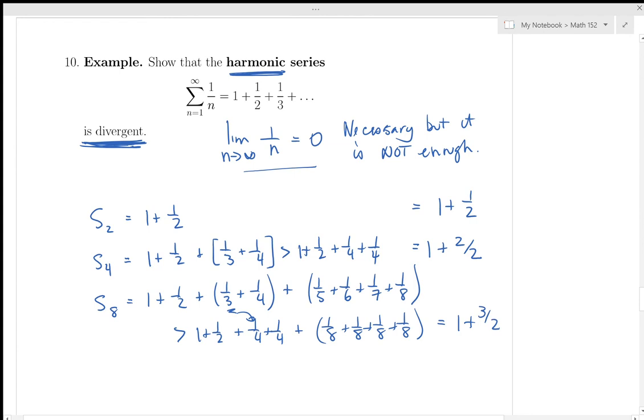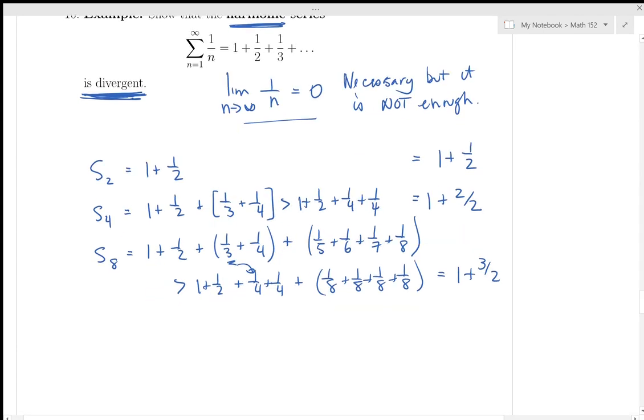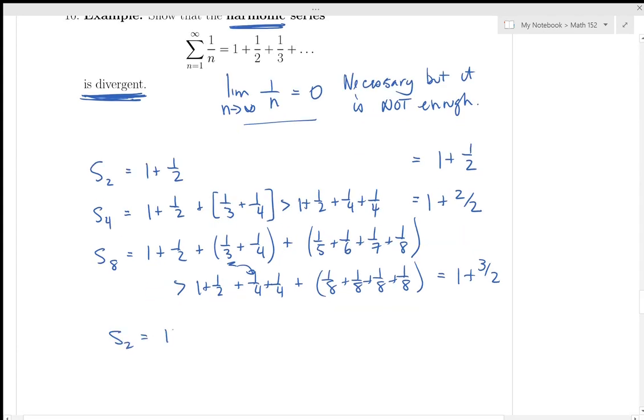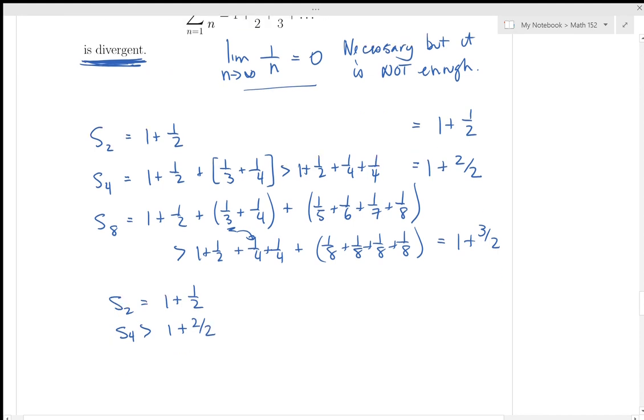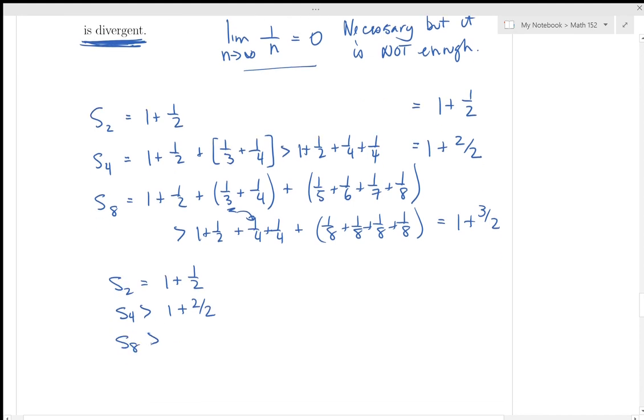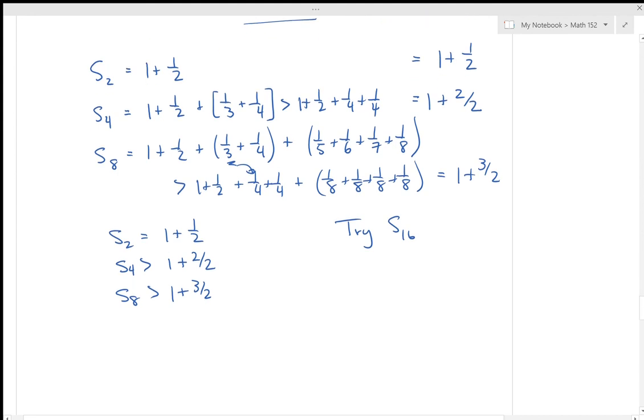So I'm going to write this out here. S2 is equal to 1 plus 1 over 2. S4 is greater than 1 plus 2 over 2. S8 is greater than 1 plus 3 over 2. And why don't you try out S16. Try S16. Okay, get the expression. And then generalize that to say that S to the 2n is greater than 1 plus n over 2.